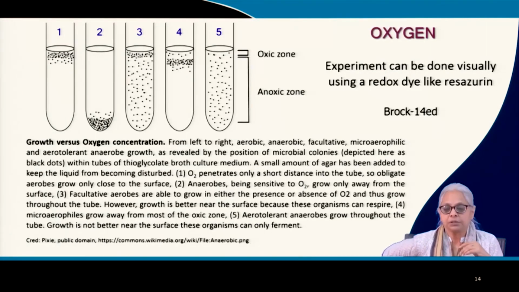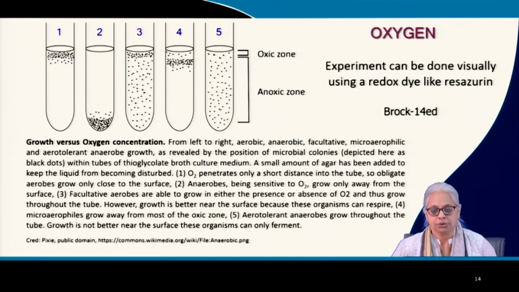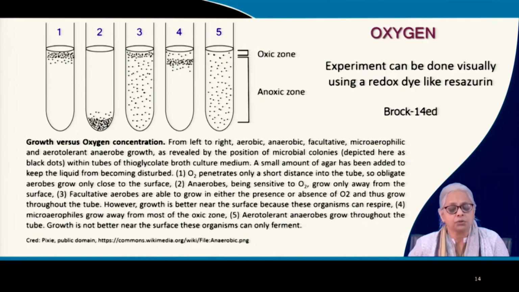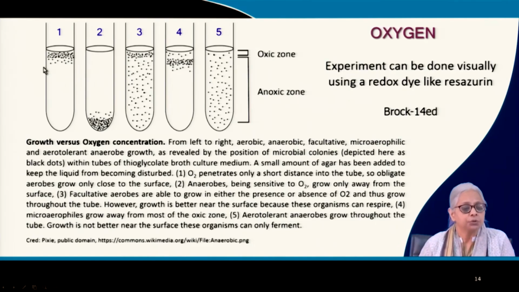We then come to the last part, and that is oxygen. Here we see the clustering of different types of bacteria in response to an oxygen concentration gradient. So you have 5 different test tubes. The oxygen concentration is going to be highest at the surface. So aerobic bacteria are likely to be clustering at the surface. So whatever you see at the surface or closest to the surface are aerobic bacteria.